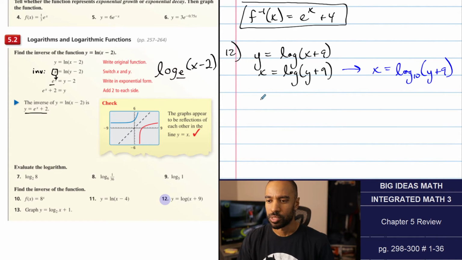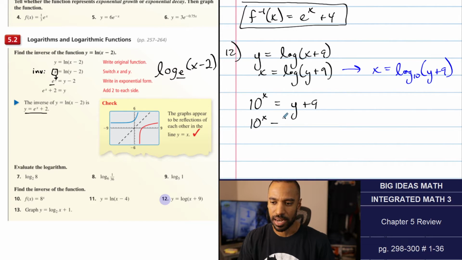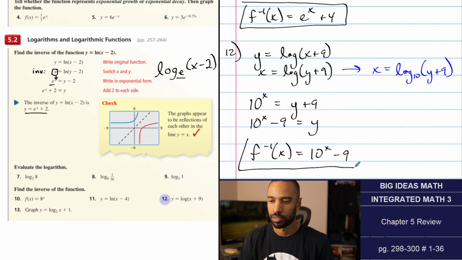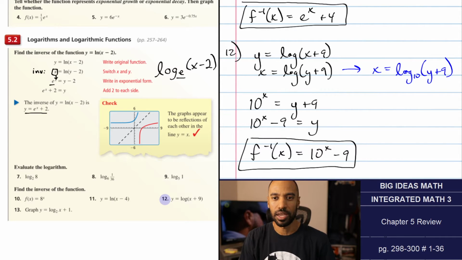Exponents do that. So 10 is our base. X is the exponent. Y plus 9 is said result. But we are going to solve for y by subtracting 9. 10 to the x minus 9 equals y. Therefore, the inverse of this function is 10 to the x minus 9 power. That's it. That's all. We are set.